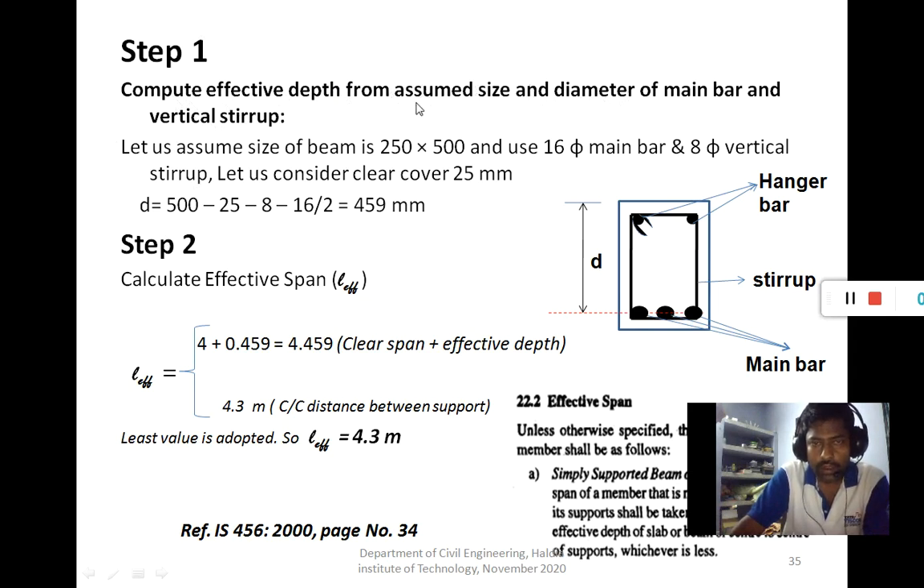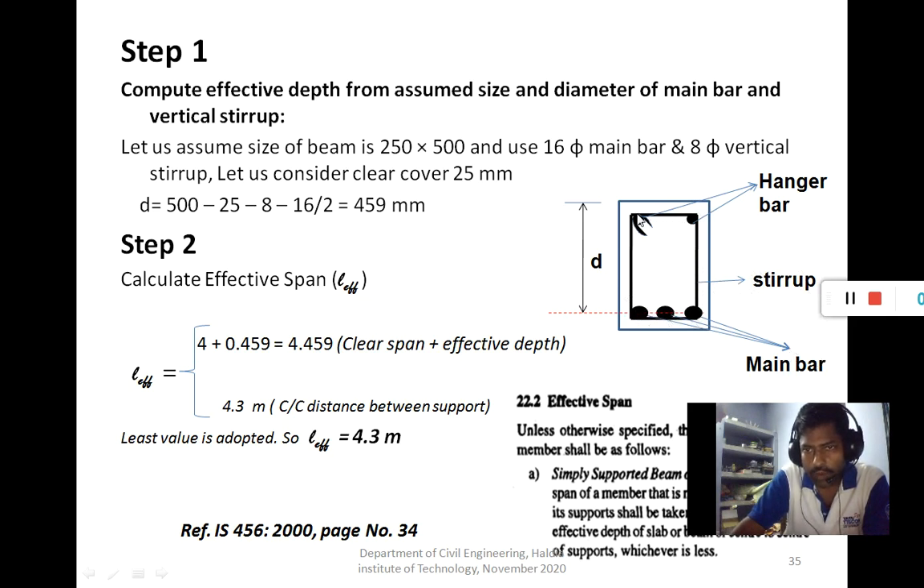As we have said, first you assume the size of the beam, because the size of the beam is not given. The diameter of the main bar is also not given, so you have to assume it, and also the diameter of the vertical stirrup. These stirrups are used to resist the shear forces, and also to make the reinforcement cage that keeps the main bar in position.